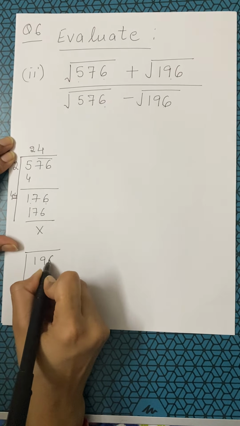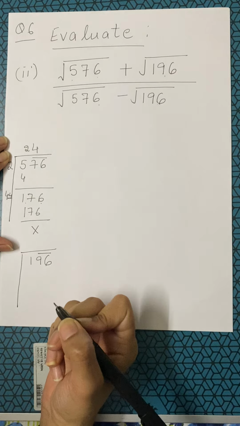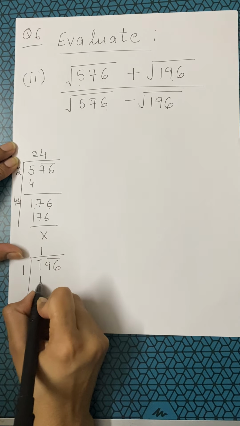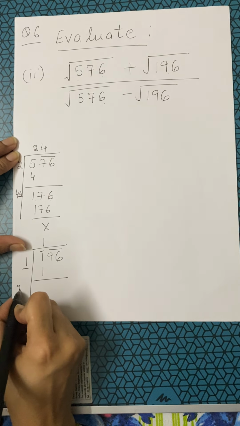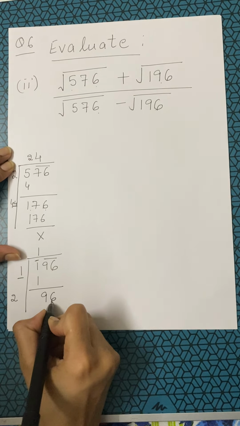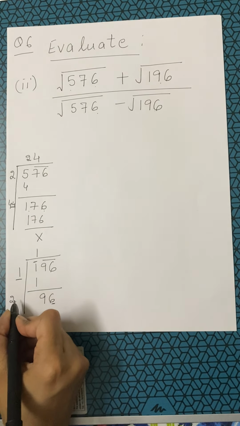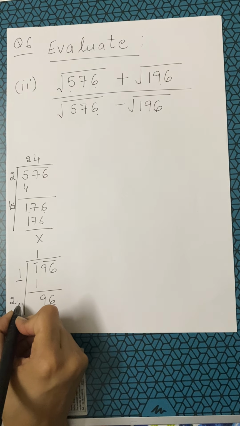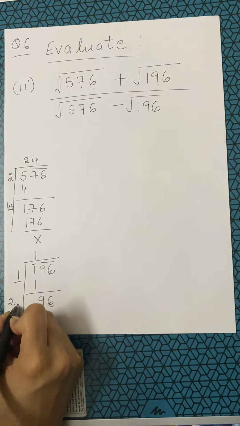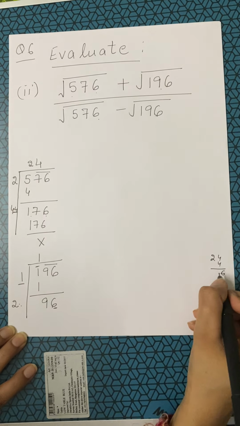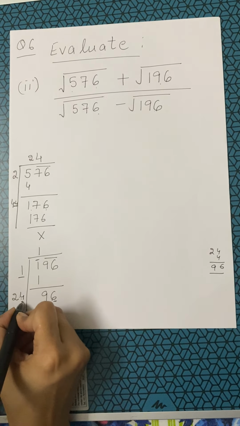Okay, next one is 196. Let's try with 196 as well. Pairing from the right hand side, 1 will remain as it is. This number will be 1. Number will be multiplied by 2. 96 here. Number is ending up with 6. That means either 4 will come here or 6 will come here. Let us try with 4 first. So 24 into 4, that will be 16 and 1, 96. Okay, here 4 is coming.